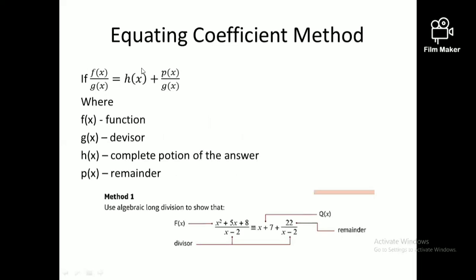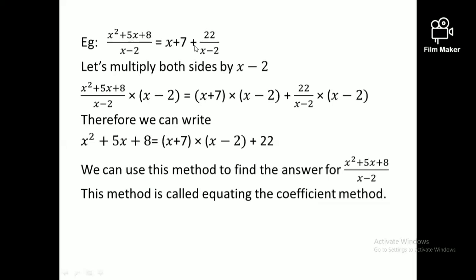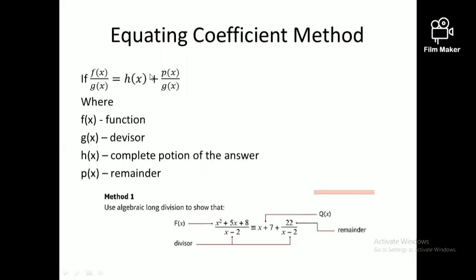Before we come to the equating coefficient method, we need to understand certain things. The first thing is, we know that if you divide a function by a divisor, you get a complete portion of the answer. For example, in this example, this is a complete portion. That means there is no division, just a complete answer, plus remainder. This is a remainder, divided by the divisor.